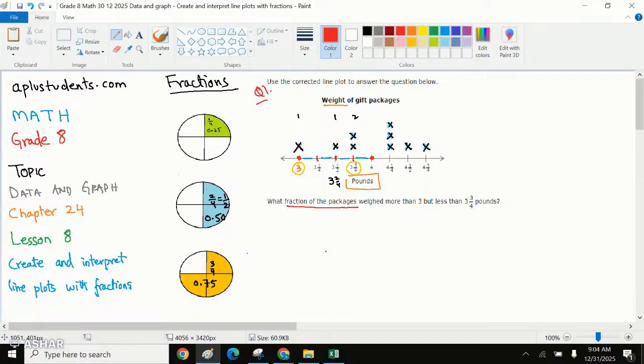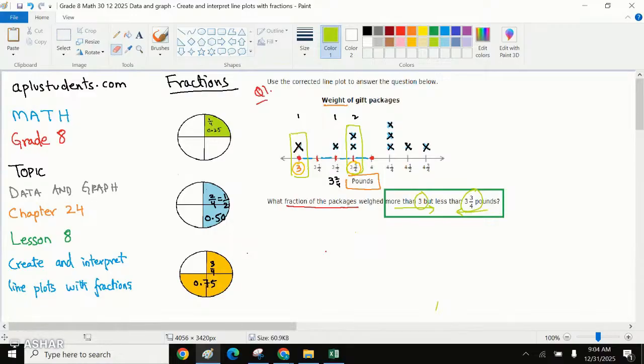And what we had to find was weight more than 3. It cannot be 3. Anything greater than 3 and less than 3 3/4. So if I would consider this is 3, right? We cannot consider this. This is 3 3/4 over here. We cannot consider this because it is less than this and greater than this, right? Greater than 3 and less than 3 3/4.